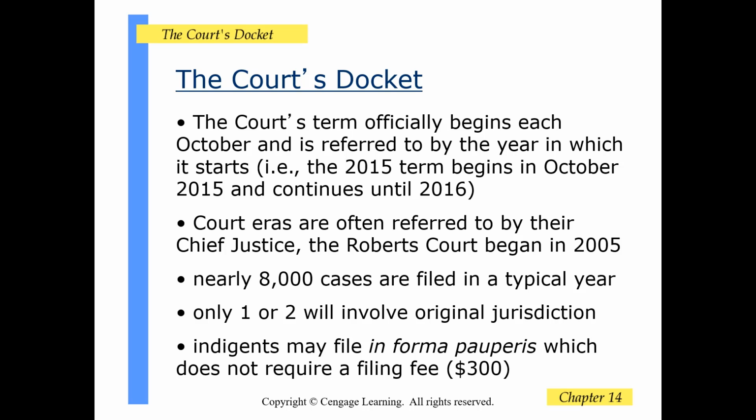The court's term officially begins each October and is referred to by the year in which it starts. For example, the 2015 term began in October 2015 and continues until 2016. Court eras are often referred to by their Chief Justice, so the Roberts Court began in 2005. Nearly 8,000 cases are filed in a typical year. Only one or two will involve original jurisdiction. Indigents may file in forma pauperis, which does not require a filing fee of $300.